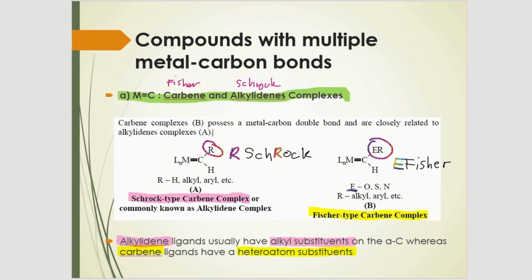Carbene complexes, B, possess a metal-carbon double bond and are closely related to alkylidene complexes, which is A. The A structure is also known as a Schrock type carbene complex, or commonly known as alkylidene complexes. The B structure is a Fischer type carbene complex. As you can see from this slide, they have the same kind of center metal-ligand carbon double bond, but the difference is the functional group. This one we have alkyl and this one we have ER, where E comes from the heteroatom.